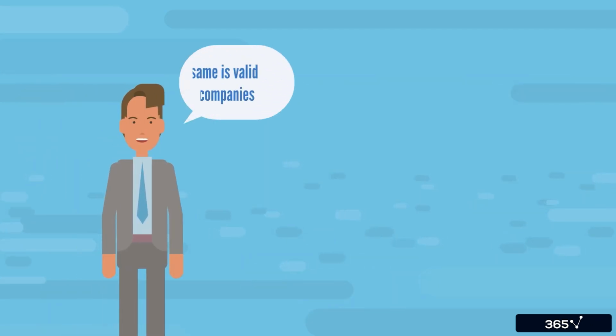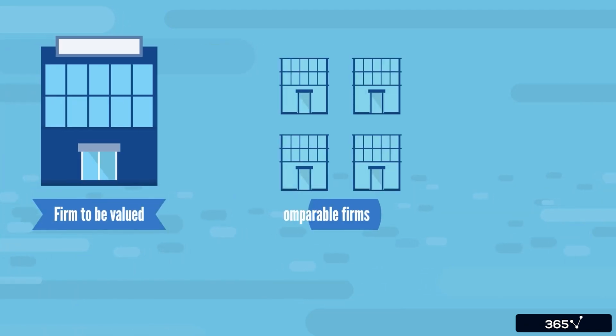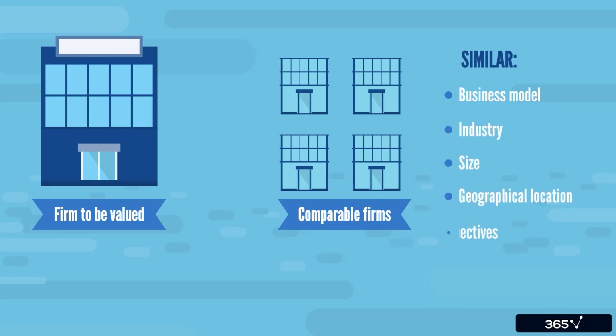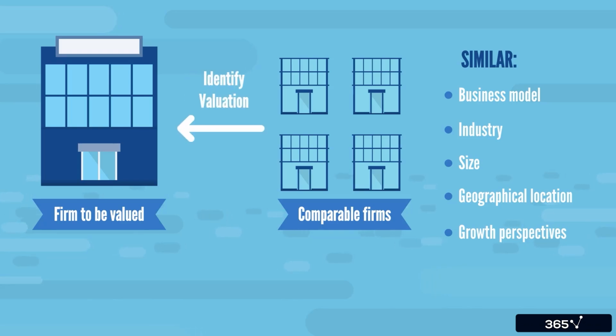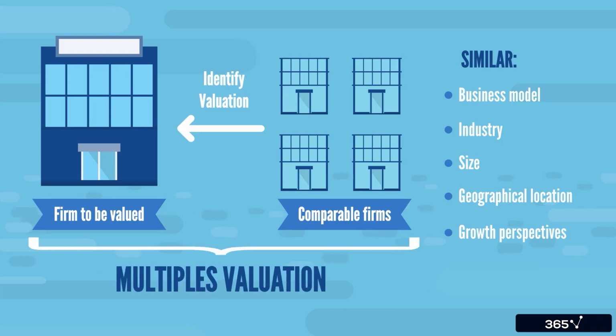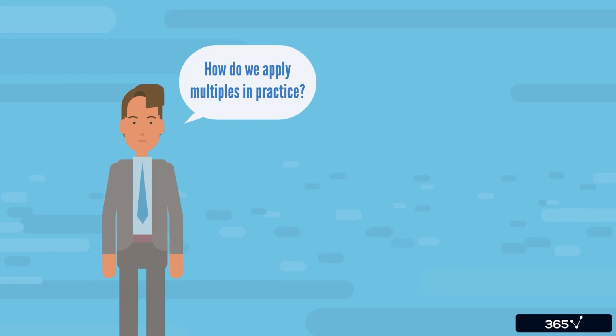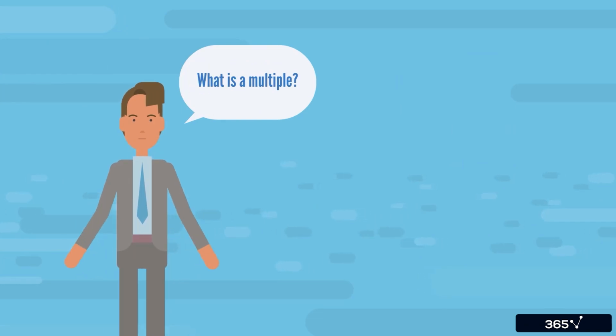This approach applies for company valuation too. If we find companies that are similar in terms of business, industry, size, geographical location, and growth perspectives, then their market valuation can help us determine the price of the firm we are valuing. This approach is called multiples valuation. But how do we apply multiples in practice? And what is a multiple?